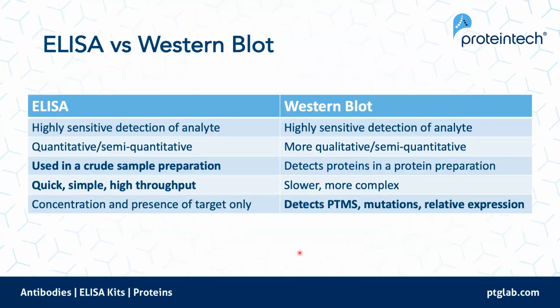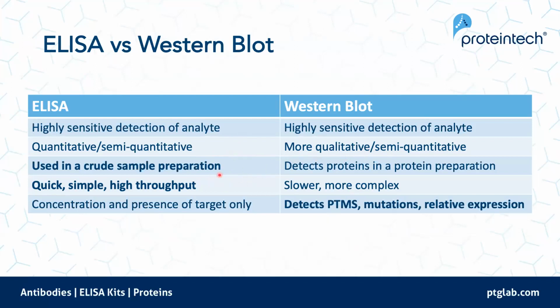Two of the most common immunoassay techniques for detecting a protein are the ELISA and the Western blot. But how do these differ? They both allow really highly sensitive detection of an analyte or your protein. ELISAs can be quantitative as well as semi-quantitative, whereas Western blots are more qualitative.